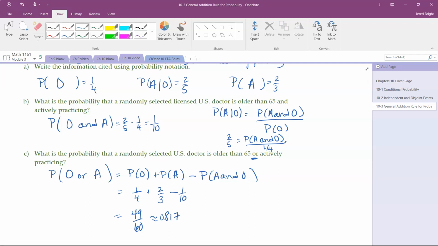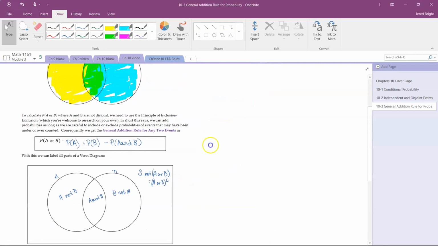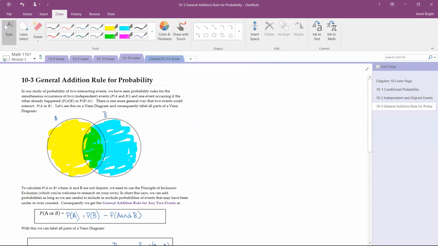So we've answered the question making use of that general addition rule, and that's going to complete our study of extra formulas or extra ways that we can calculate probabilities for two events that are interacting with each other or are independent of each other.